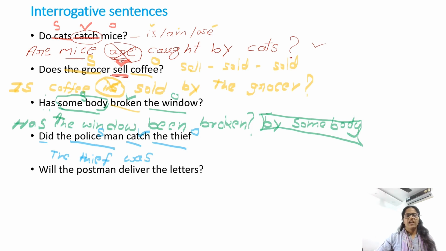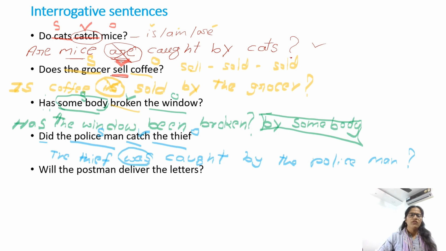Catch V3 form. Catch, caught, caught. So caught. Caught by the policeman. To make it interrogative, bring this be form before the subject. So, was the thief caught by the policeman is the passive form of did the policeman catch the thief.